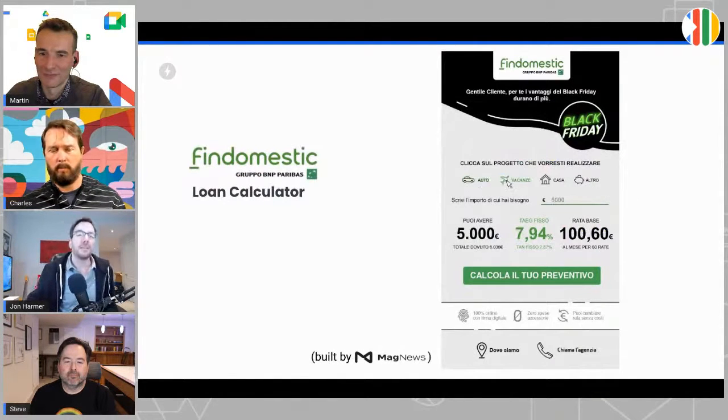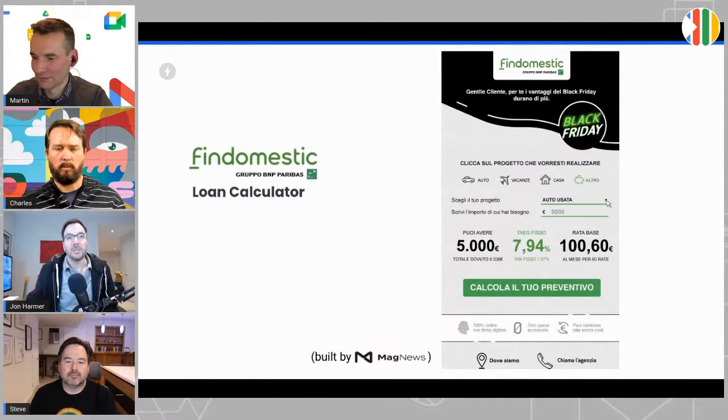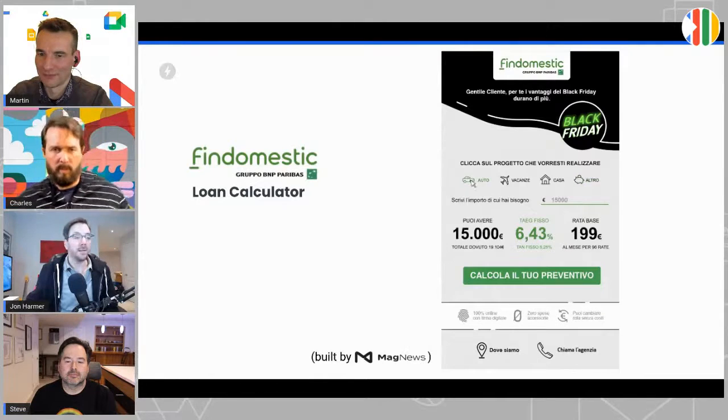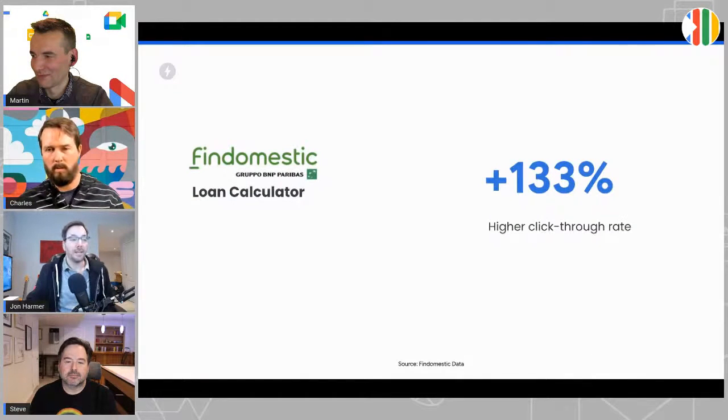I think this is the final. Maybe I have one more. Loan calculator. So you can see every time they click anything, all the numbers change immediately. Everything's baked right into this email. This one doesn't even make calls back to the server. And when they implemented that, they saw their click-through rates more than double. So that's pretty epic.